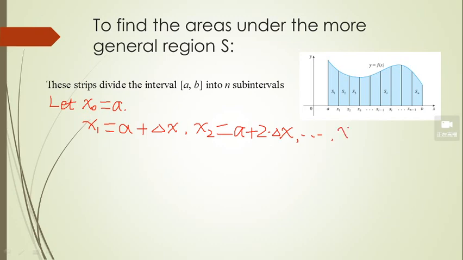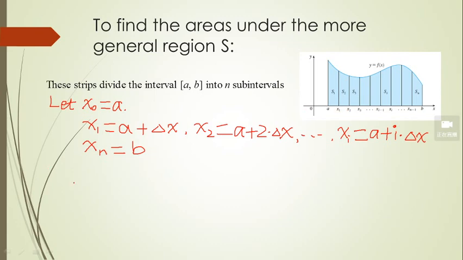Then how about xi? xi will be a plus i times delta x. So we mark those endpoints with their values. Then how about the last one? Here is xn minus 1, and b will be our xn. So we get all those endpoints.